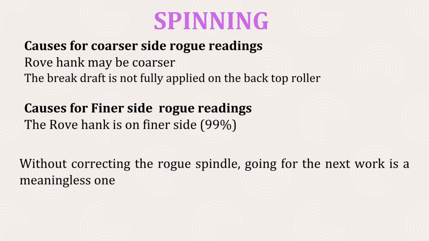Causes for coarser side roving readings: roving hank may be coarser, or the break draft is not fully applied on the back top roller. Causes for finer side roving readings: as per my knowledge and experience, 99% of chances are only because of the finer side of roving hank. The roving hank here is on the finer side. Without correcting the roving hank, going for the next work is meaningless work.